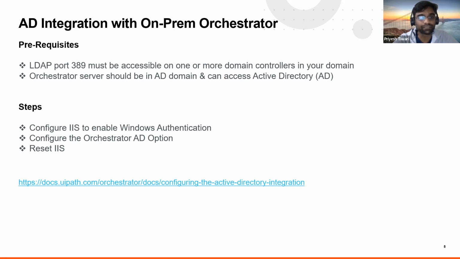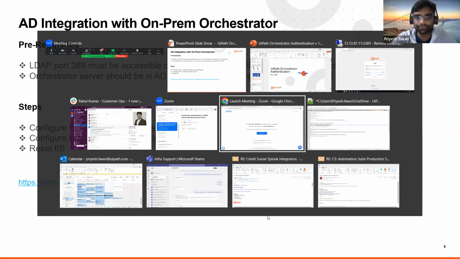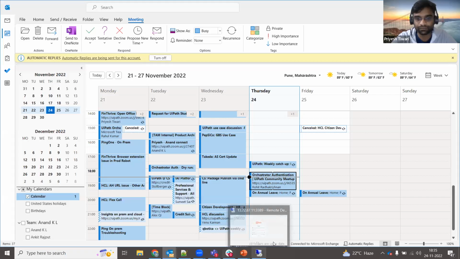In terms of the steps, there are a few basic steps that we need to do for this integration. One is configuring the Windows authentication in the IIS for the orchestrator side. Then we will be doing some very small, basic configurations at the orchestrator level, and then we will be resetting the IIS to enable it. Let me quickly share my screen again for the system where we can achieve this.